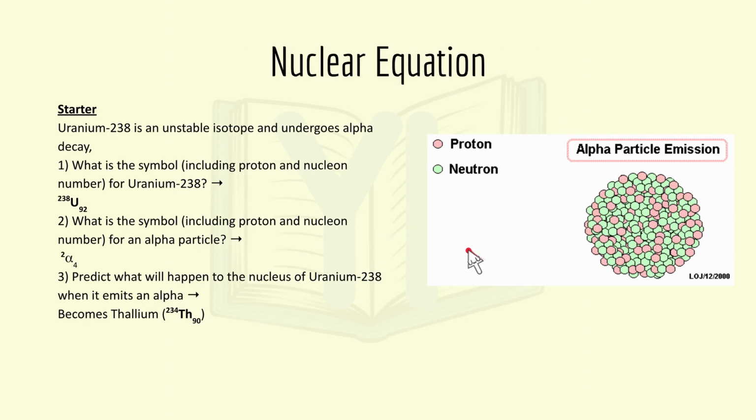And then we have nuclear equations. For starters, uranium-238 is an unstable isotope and it undergoes alpha decay. What is the symbol, including proton and nucleon number, for uranium-238? It's 238U and 92. What is the symbol for an alpha particle, which is 2 and 4? And predict what will happen to the nucleus of uranium-238 when it emits an alpha. It becomes thorium, which is right here.